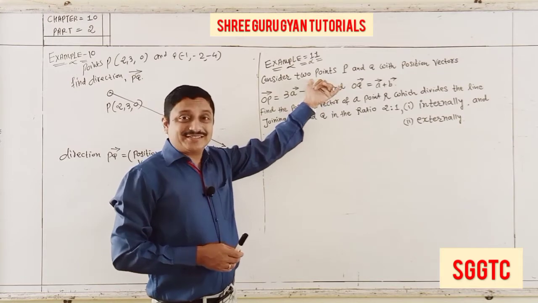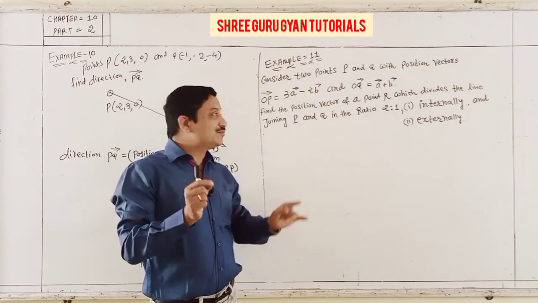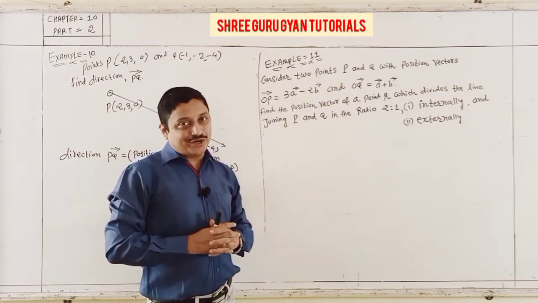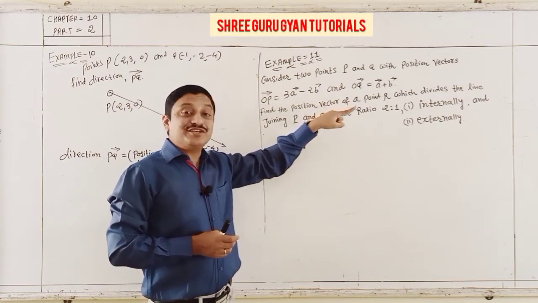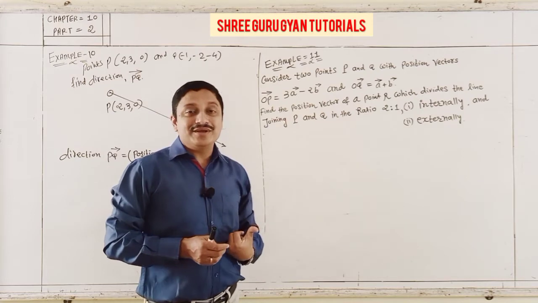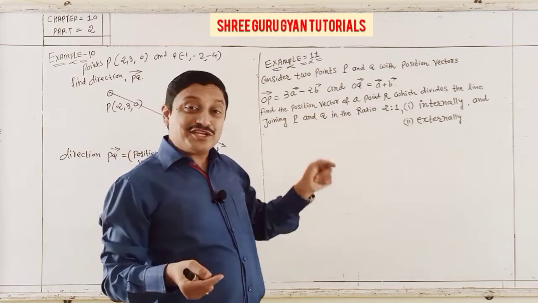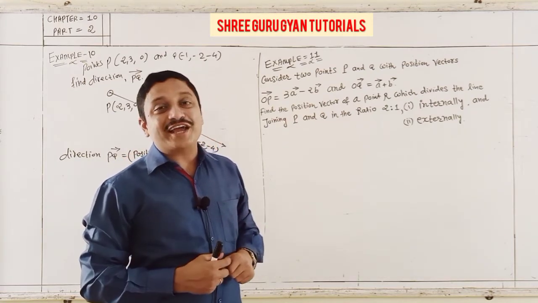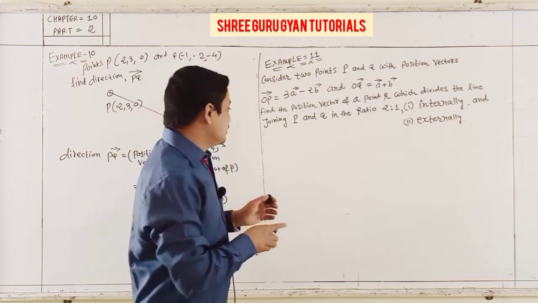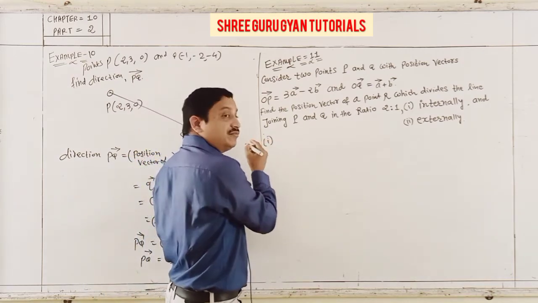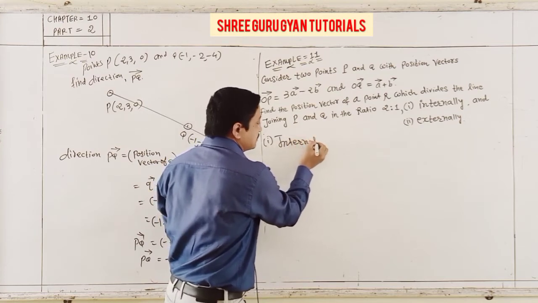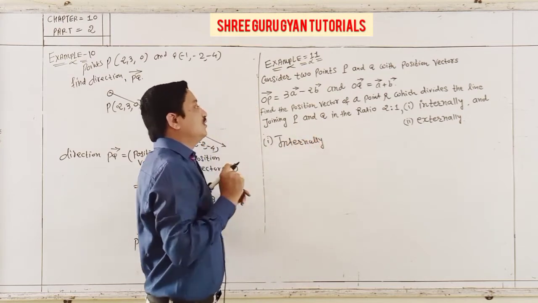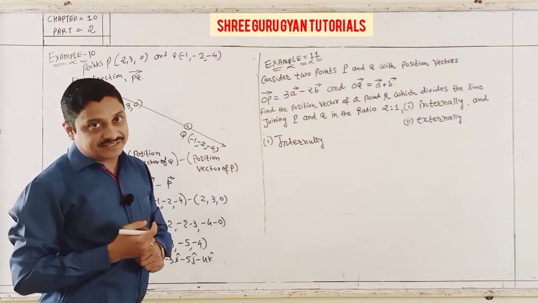Consider 2 points P and Q with the position vectors given, OP and OQ directions, and I want to find the position vector of the point R which divides P and Q in the ratio 2:1, one time in internal division, one time in external division. So first of all, I explain the division internally.